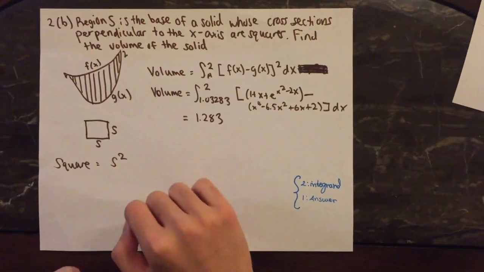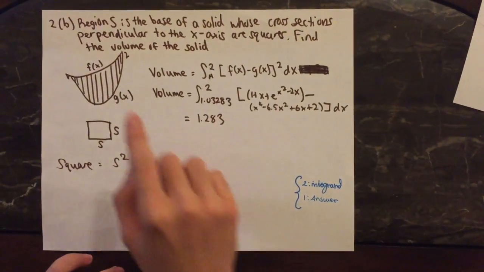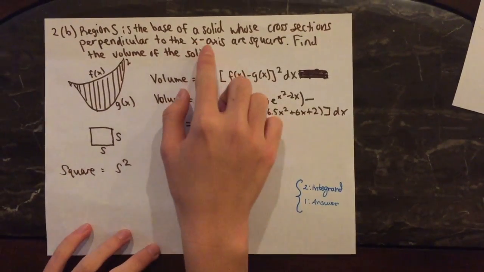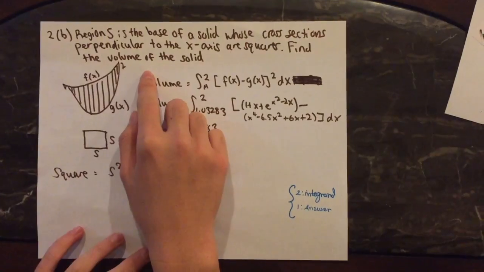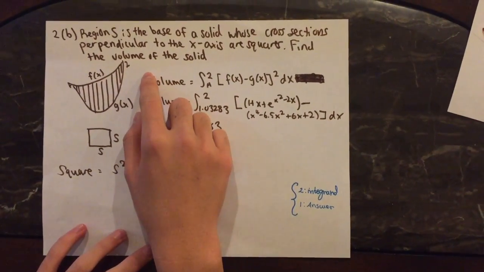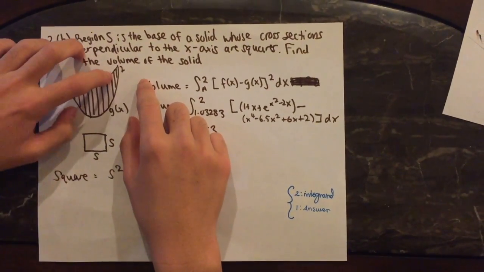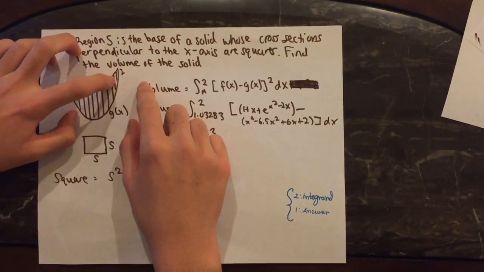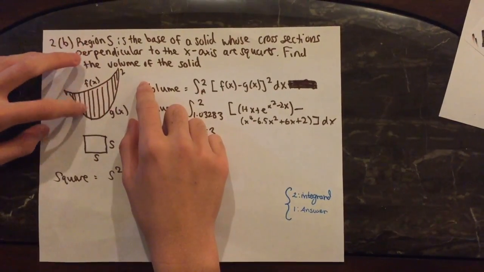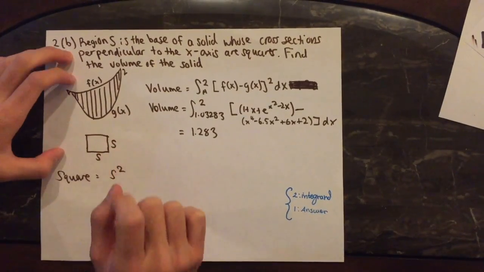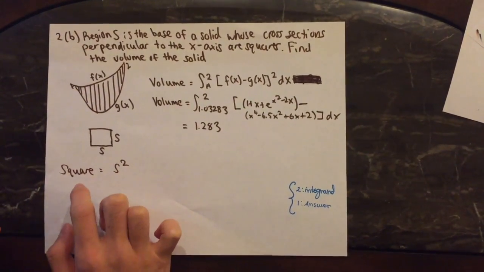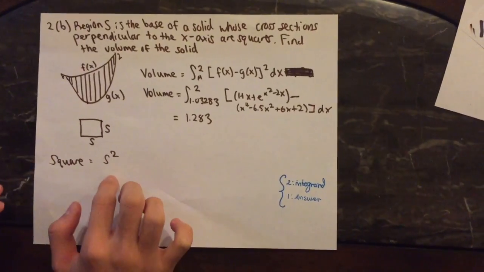So part B is asking us about cross sections. So region S is the base of a solid whose cross sections perpendicular to the x-axis are squares. Find the volume of the solid. So we will be having perpendicular lines to the x-axis, which are vertical, and these are the side lengths of squares. Now remember that the area of squares is s squared.